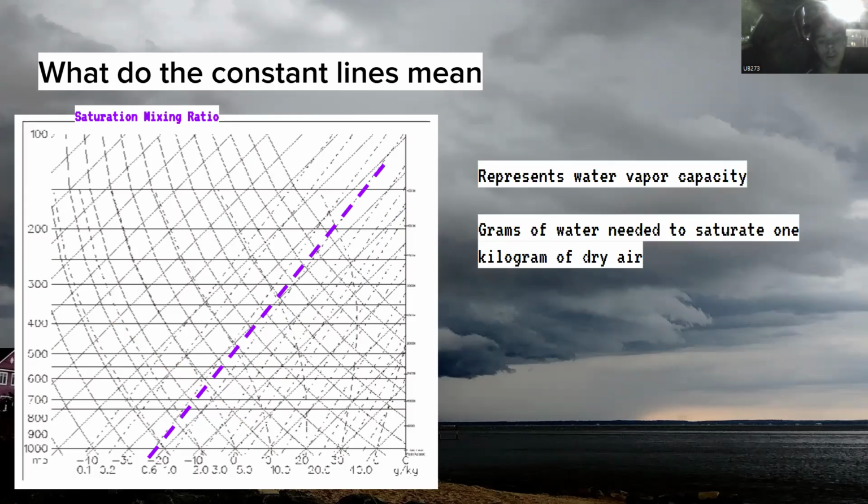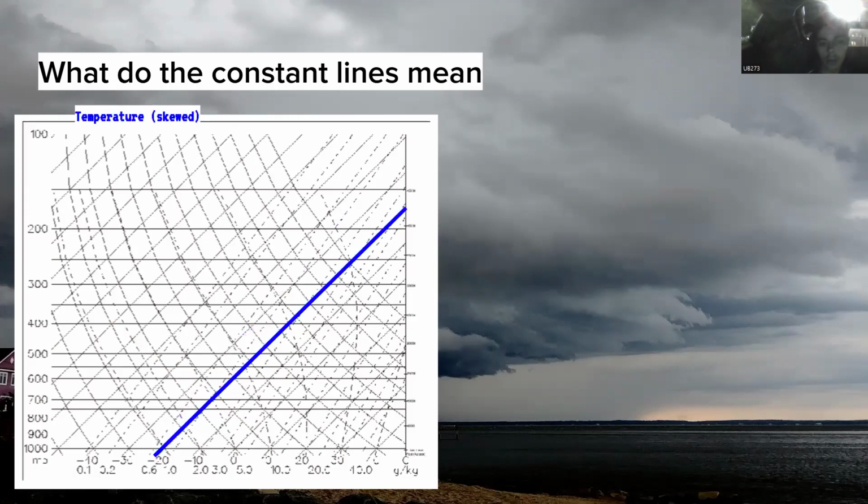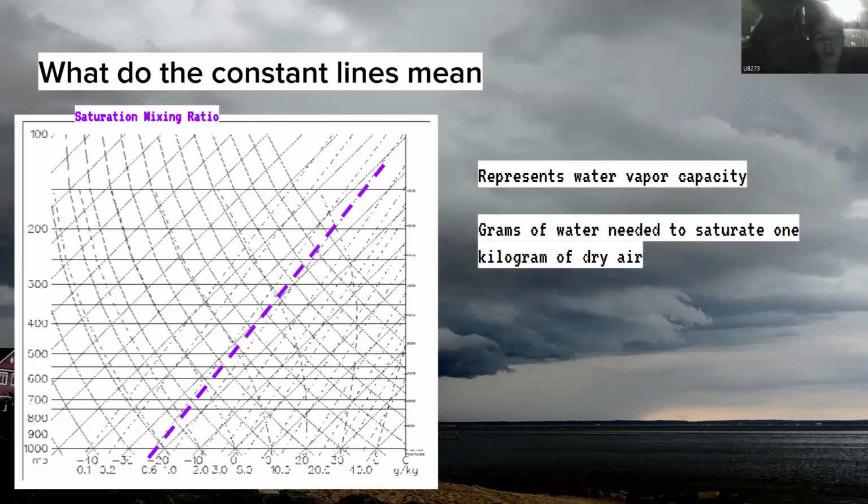So I should have said that those lines are solid and they're running from the bottom left to the top right. Now we also have other lines that are running from the bottom left to the top right, but they're dotted. And that's the saturation mixing ratio. We talked about this some before, but this is representing the capacity for water vapor. And it is grams of water that's needed to saturate 1 kilogram of dry air.